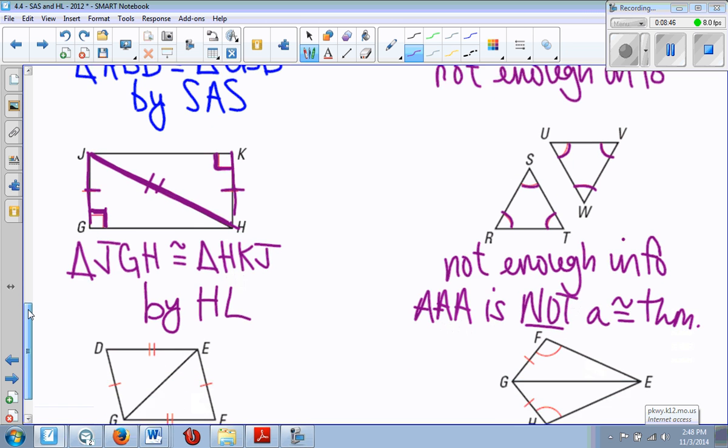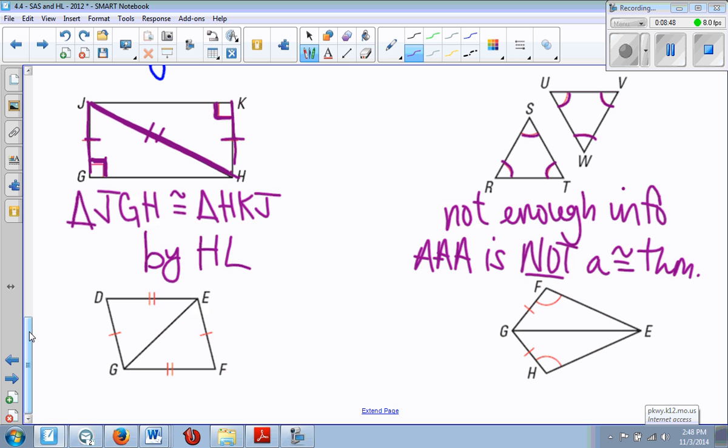So in order to use side angle side, you have to have two sides and an included angle. In order to use side side side, you have to have all three sides. In order to use hypotenuse leg, you have to have a right triangle, you have to have the hypotenuse of each triangle marked, and you have to have a set of legs from each triangle marked. If the three pieces of information aren't one of those things, then it's not useful to you.